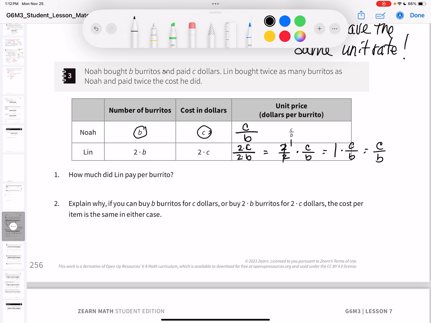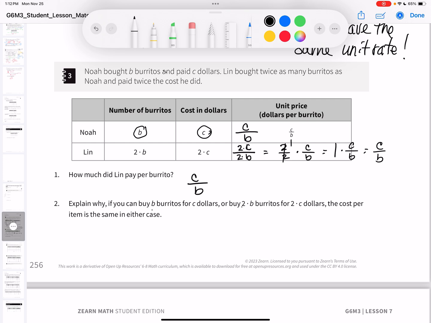So what is her unit price? How much did Lynn pay per burrito? C divided by B. Whatever that is. Okay? Explain why, if you can buy B burritos for C dollars or buy 2 times B burritos for 2 times C dollars, the cost per item is the same in either case.